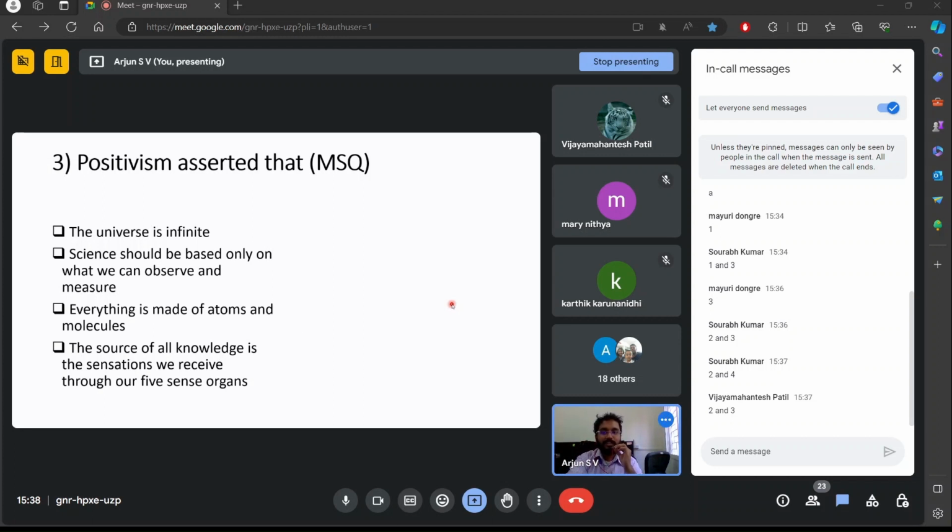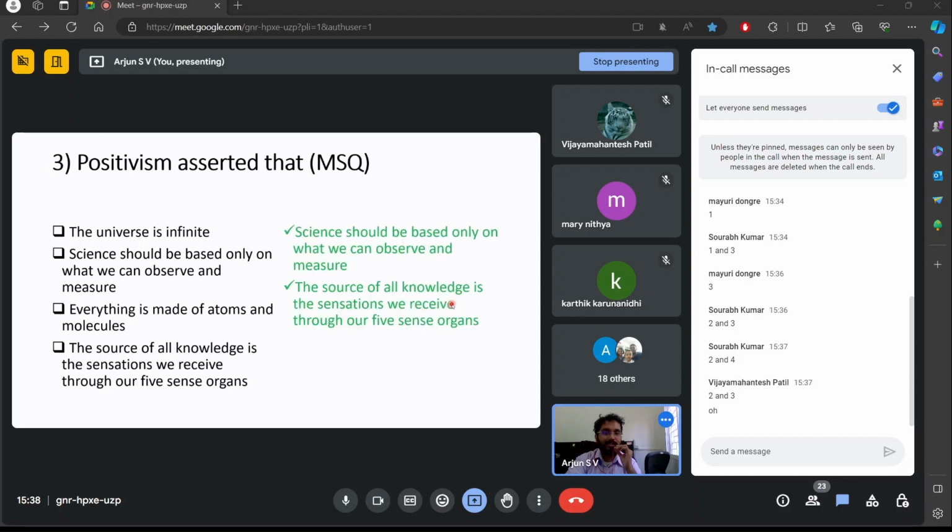But positivism said that you can only experiment on what you can observe and measure. The main idea was that they negated the existence of atoms and molecules because you can't observe them, and that is the main reason why Boltzmann got so much flak. So the answers are two and three. Both of them are pretty much straightforward answers for positivists. They said that knowledge can be based only on what you can observe and measure.